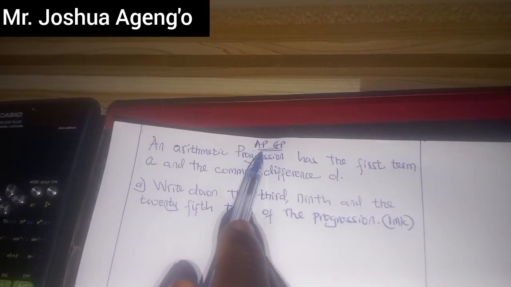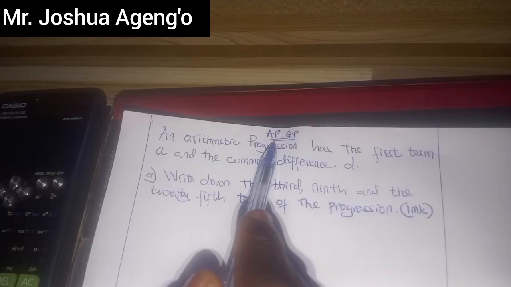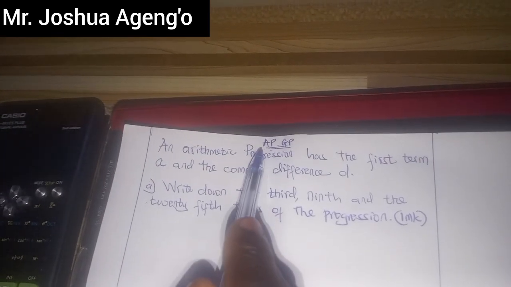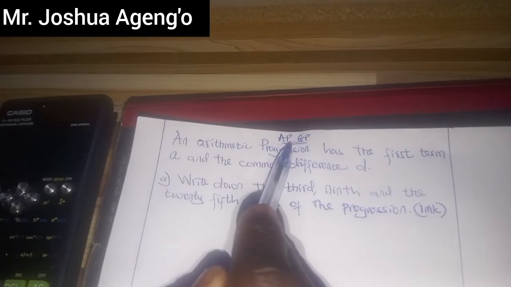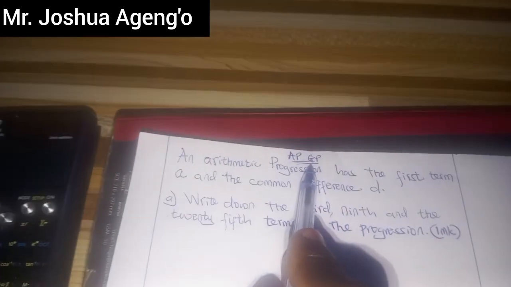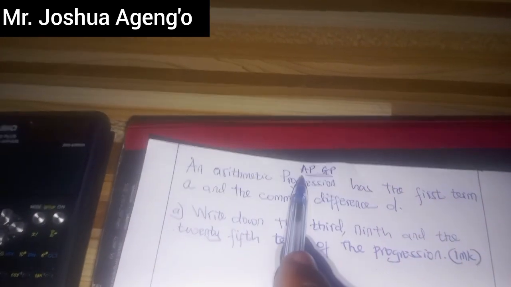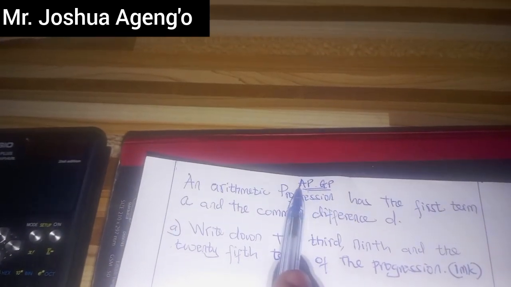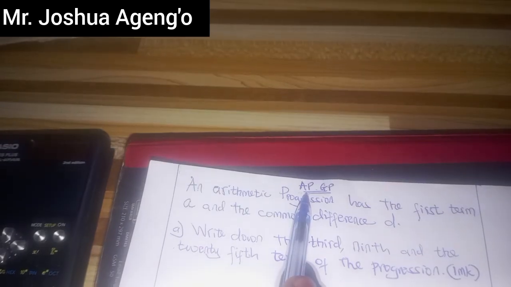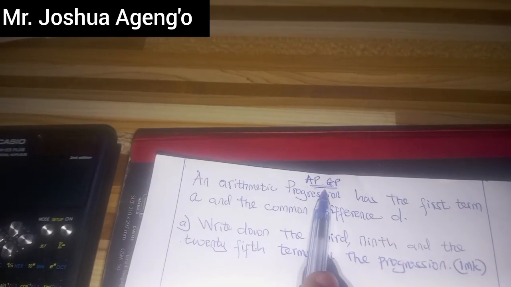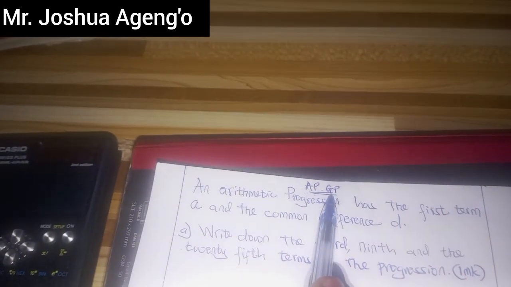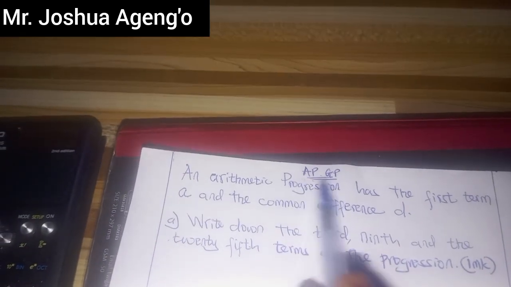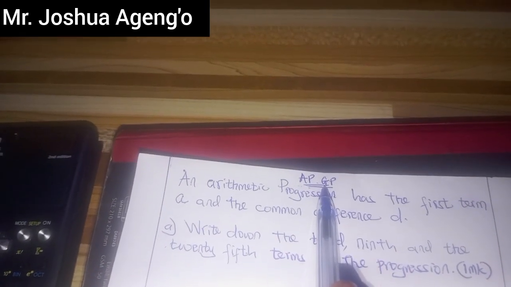Today I've prepared a topic, not necessarily a topic, but a question on AP and GP. AP is an abbreviation, therefore it means arithmetic progression. Then GP means geometric progression. In AP and GP, there are some things that are common, such that in AP we have common difference, but now in GP we have common ratio. Kindly note that. Common difference is denoted by small d, and common ratio is denoted by small r.